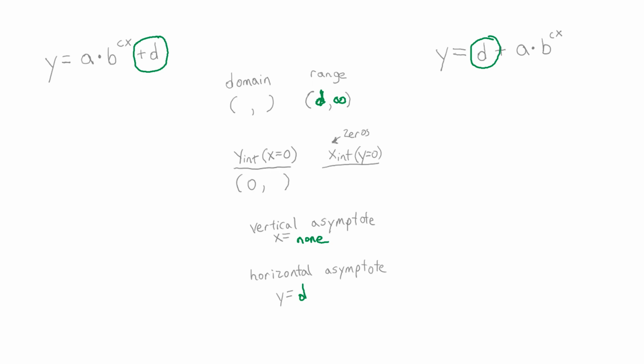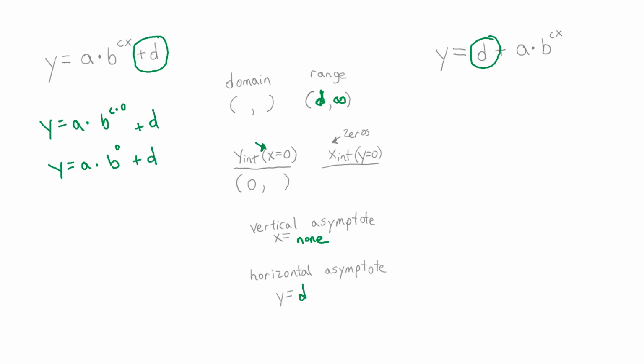Now, if we were to find the y-intercept, how would we do that? Notice that for the y-intercept, we're going to make x equal to 0. Let's say that we did that within this problem. y equals a times b to the c times x, but we're making the x 0, plus d. What's c times 0? 0. So we're going to have y equals a times b to the 0 plus d.